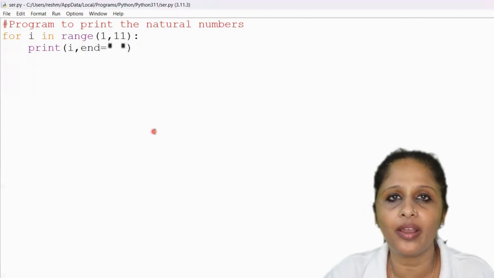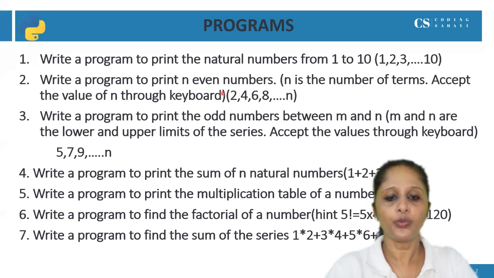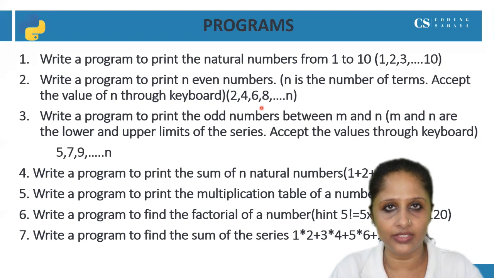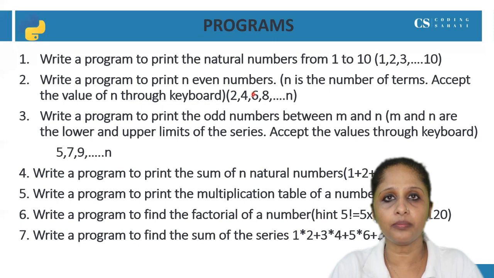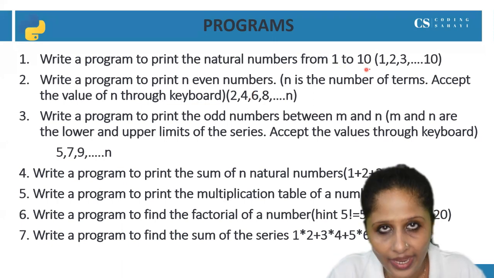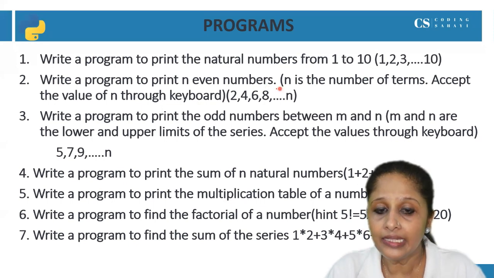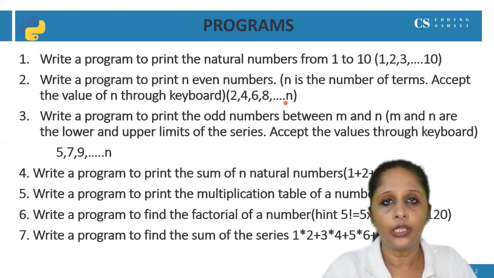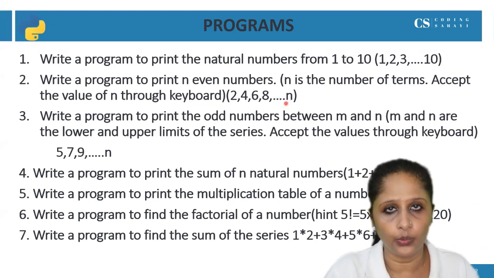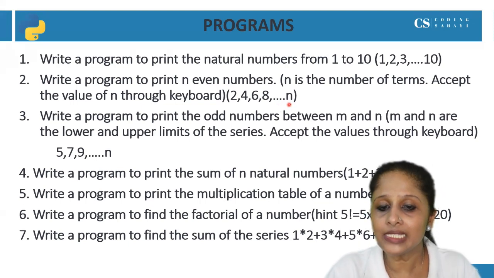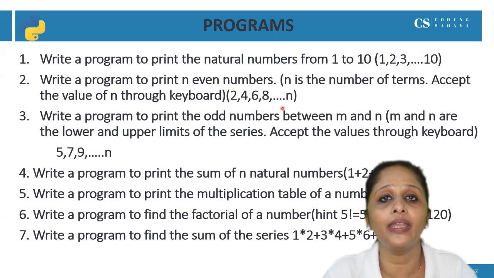Let's see the next program. Our second program is: write a program to print n even numbers. The even numbers, you know, are 2, 4, 6, 8, etc. Here we need to print n even numbers. What does it mean? In the previous question, 1 to 10 was given, that is a start value and an end value. But in this case the end value is given as n. So n means the user is going to input a value and you need to print the series based on that limit. This is a limit, that is, till where you need to print the even numbers.